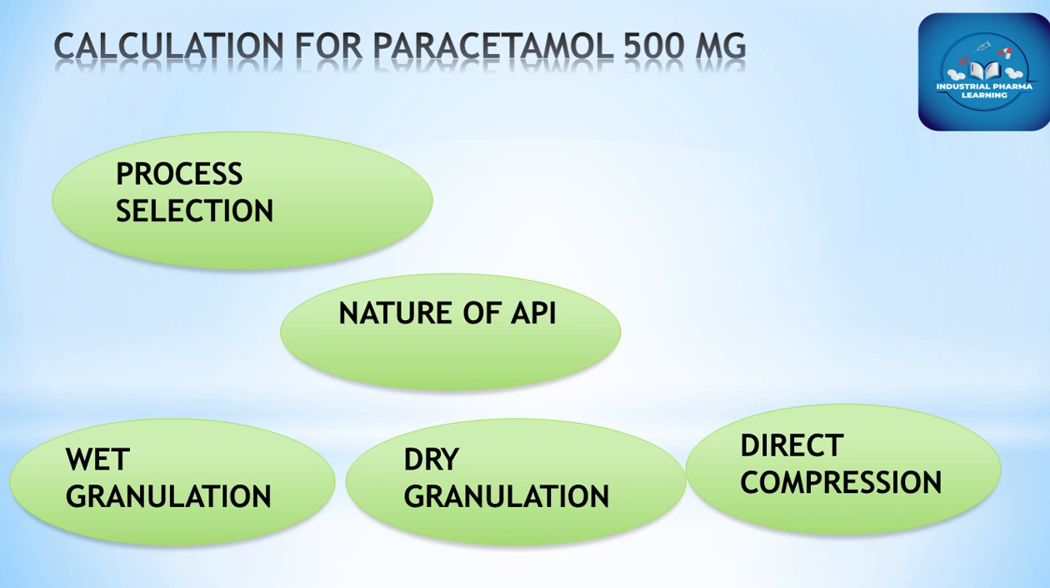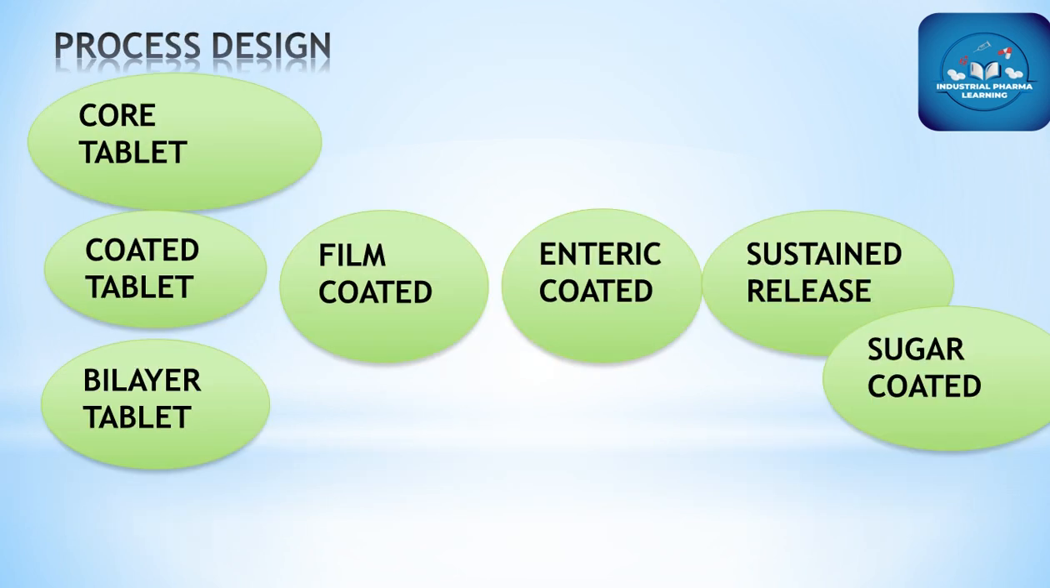Process selection. In process selection, the most important thing is the nature of the API. As per the nature of the API, you have to decide whether you need to perform wet granulation, dry granulation, or direct compression. Which one is compatible with your API? Here in this case of paracetamol 500 mg, we will go with wet granulation.